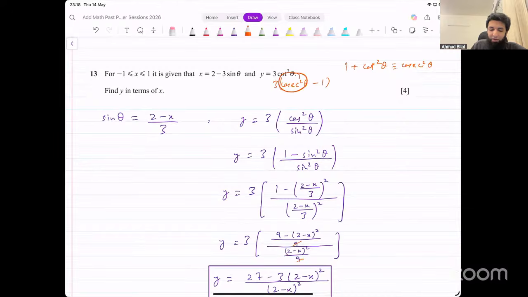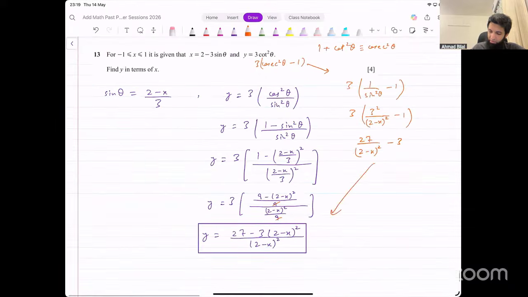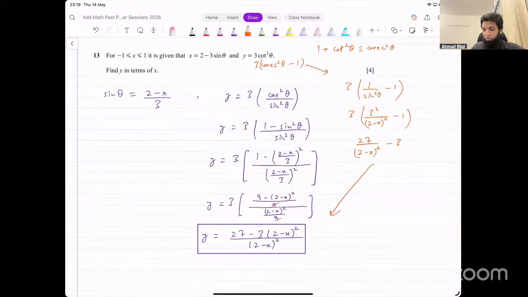Then cosecant you can write as 1 over sine. 3 into 1 over sine square theta minus 1. Input the reciprocal of this then. That will be 3 into 3 squared divided by 2 minus x whole squared minus 1. And that gives you 9 over 2 minus x whole squared. No, 27 over 2 minus x whole squared minus 3. And that's the same thing as this, but slightly more efficient.